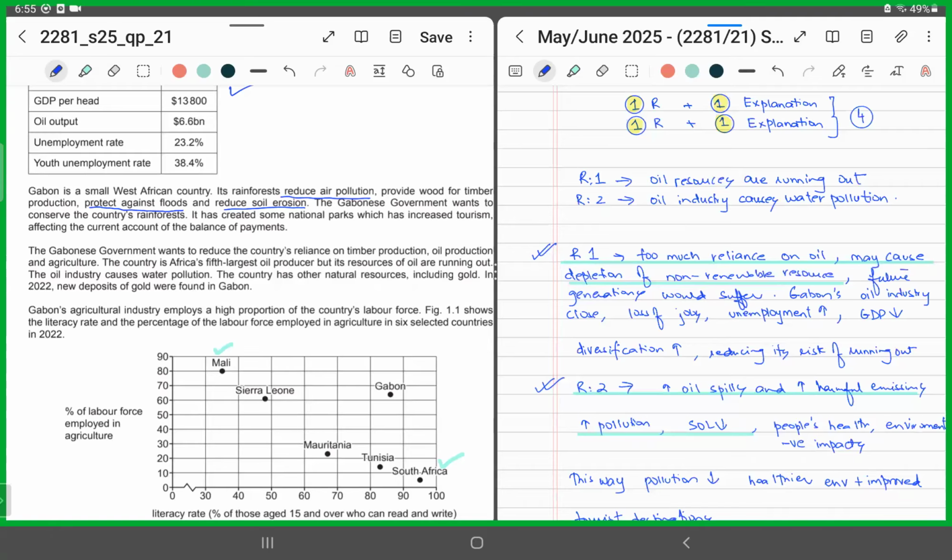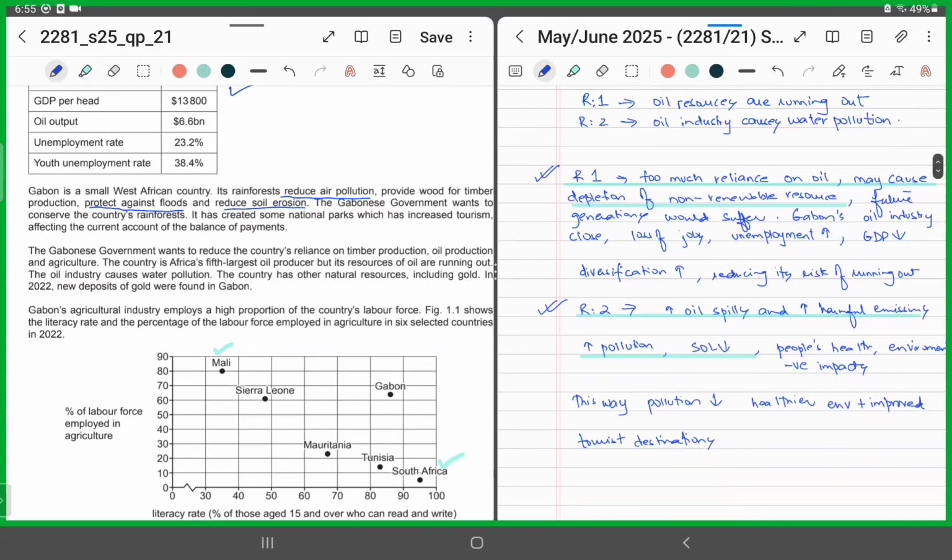The second reason, too much dependence on the oil industry means that the government is increasing their pollution level as well. It might increase the risk of more oil spills and increase harmful emissions, thereby increasing the level of pollution, which means that the standard of living would decrease and people's health would be in jeopardy and there would be environmental concerns being raised. It would negatively impact the environment.